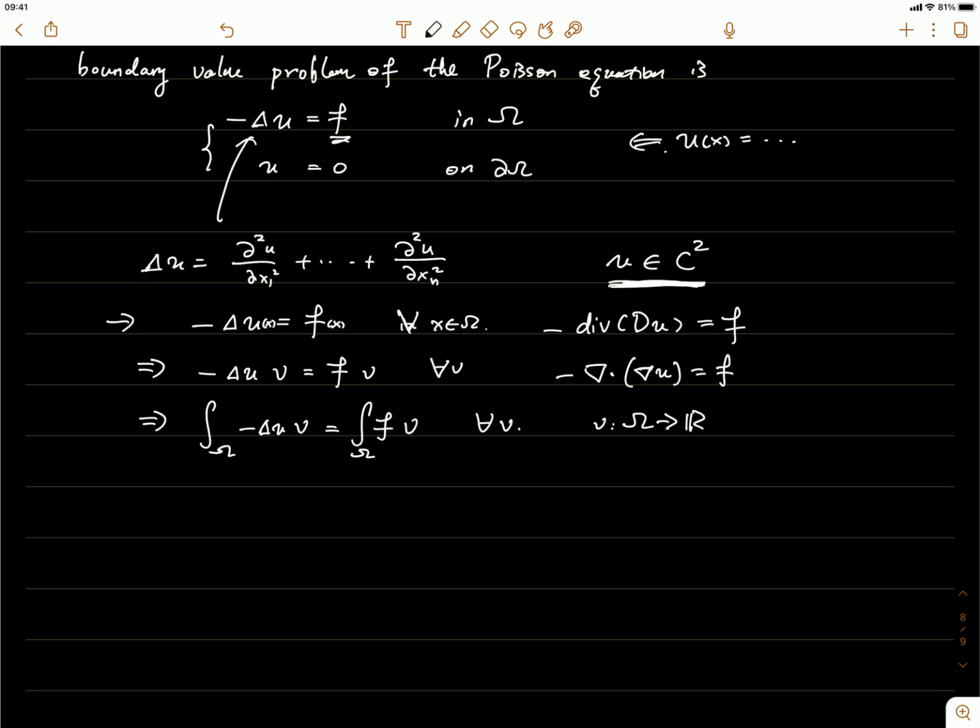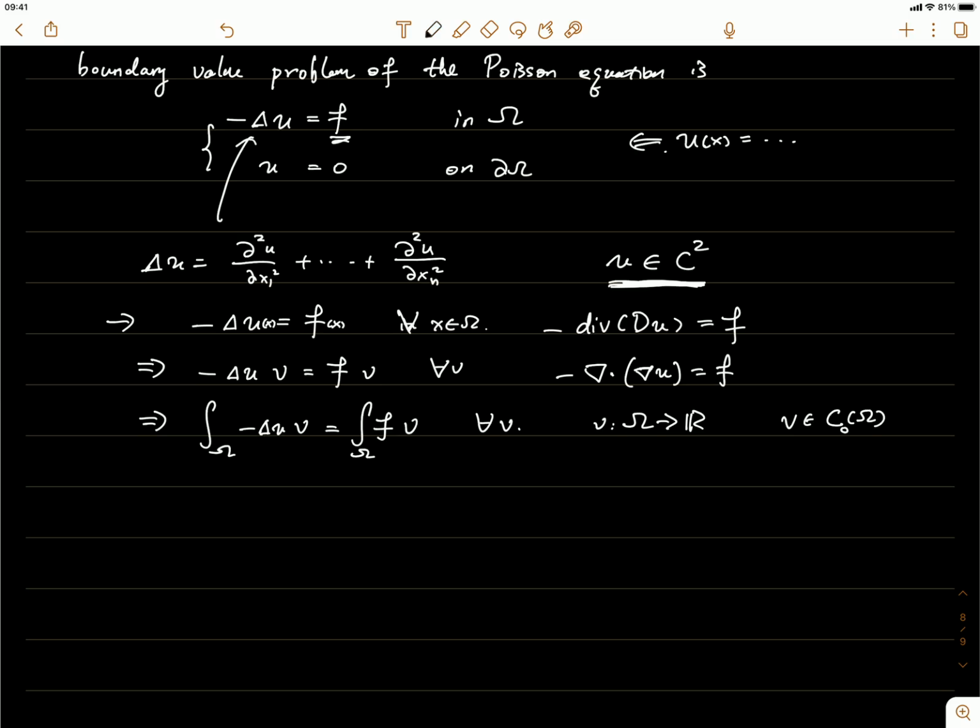Okay, so let's say that this v is continuous and it is 0 on the boundary. Continuous and 0 on the boundary. Now, if you view u as a solution to this Poisson equation, then this should be true for any such v, right?